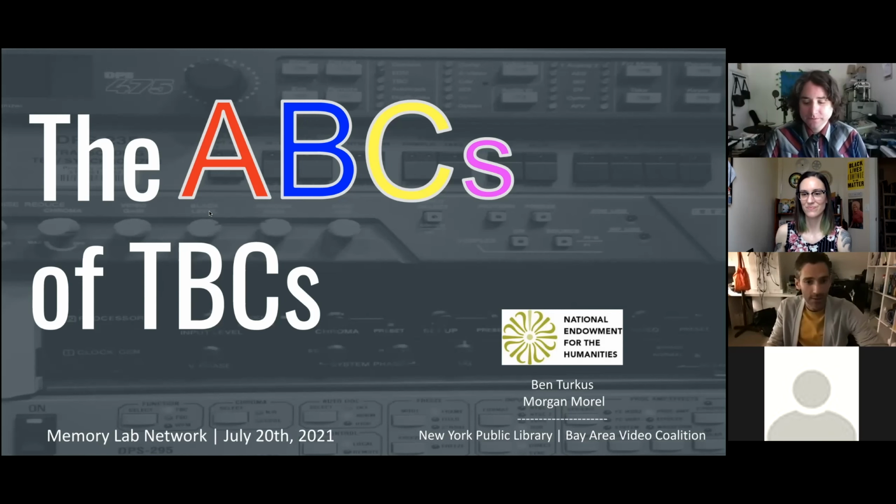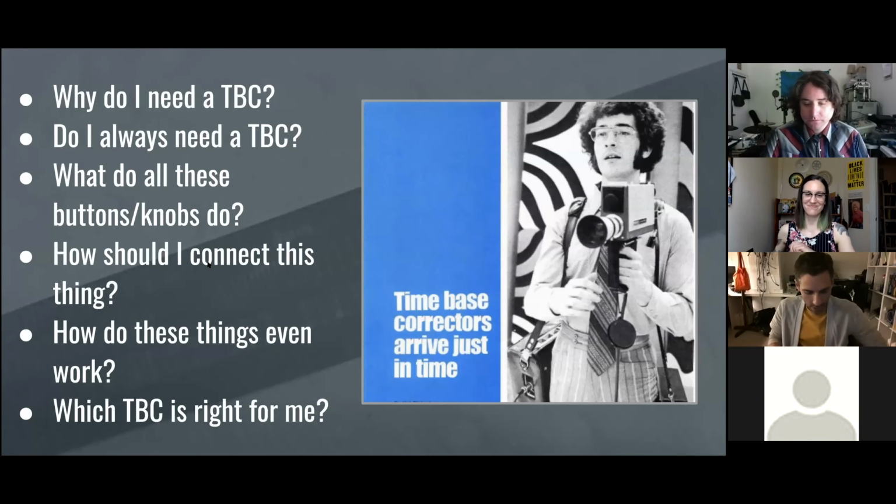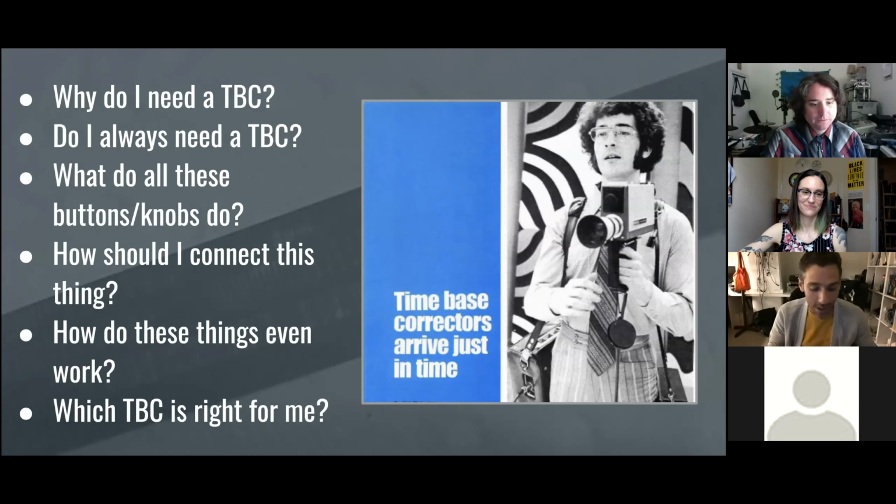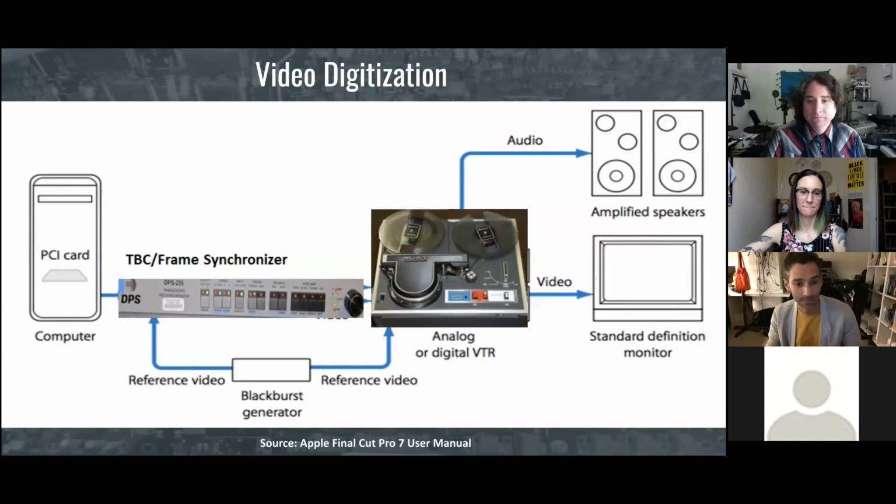Okay, so let me figure out how to change slides. There we go. Thematically, we're going to jump around a bit, hopefully reinforcing one another as we go. But our ultimate goal is, by the end of this presentation, to have answered some of the central questions that often arise when you start to think about TBCs. Why do I need a TBC? Do I always need a TBC? What do all of these buttons and knobs do? How should I connect this thing? How do these things even work? And the question that is nearly impossible to answer, though we'll do our best to offer a few suggestions: which TBC is right for me?